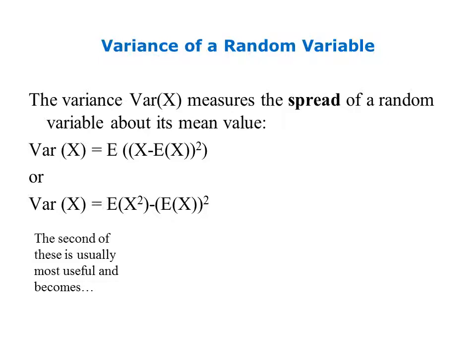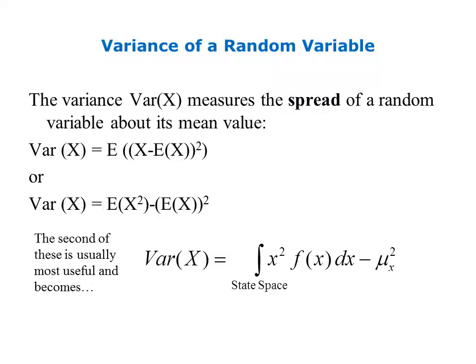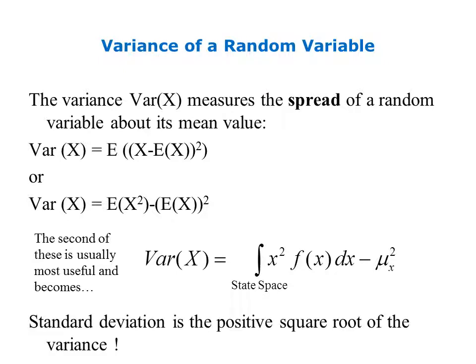I'd like to point out that the second of these is usually the one most useful, and when you actually apply the equation, it turns out that the variance of the variable X can be found by integrating across the entire sample space the quantity x squared times f of x, and once you've completed that integration, you just subtract the mean squared. That's the more straightforward way to find this. The standard deviation then would be the positive square root of the variance, the same as we found for a sample variance and sample standard deviation.